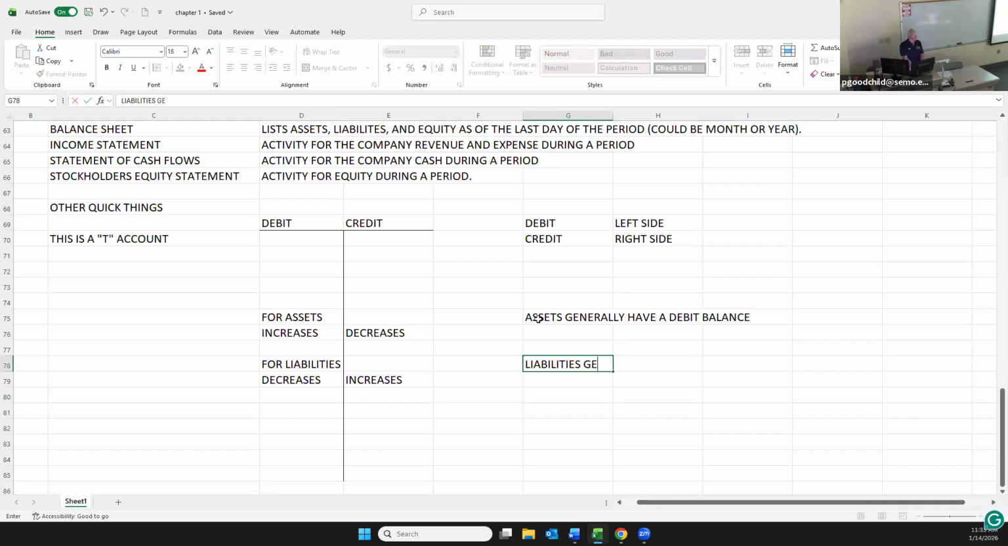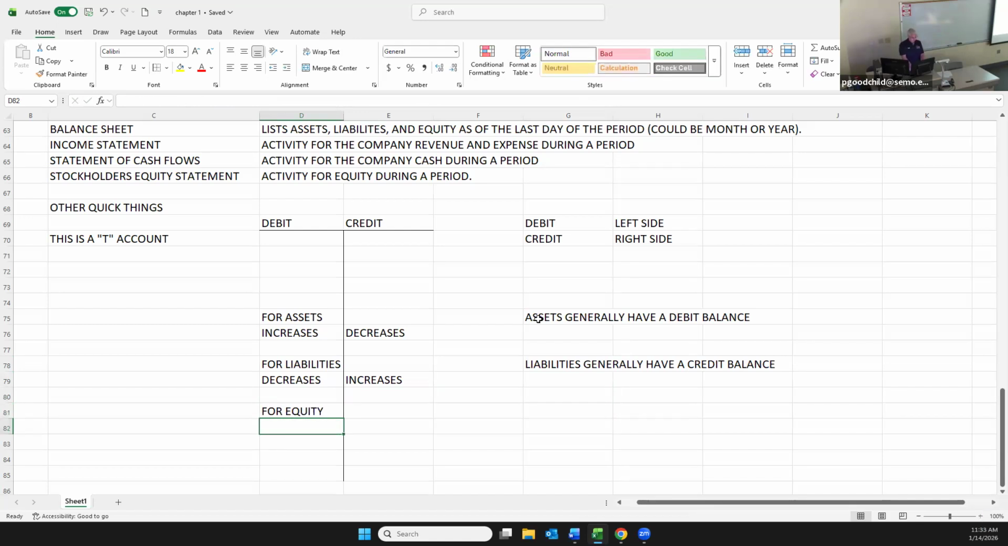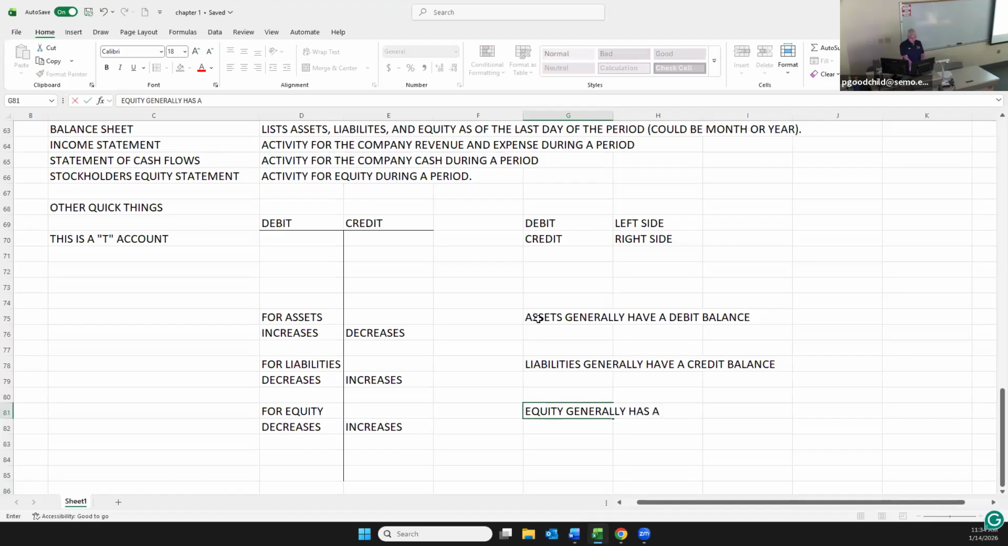Liabilities generally have a credit balance. For equity, you have a debit that decreases and your credit increases. Equity generally has credit balance.